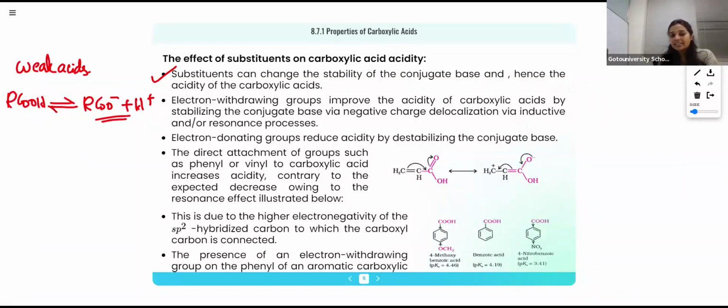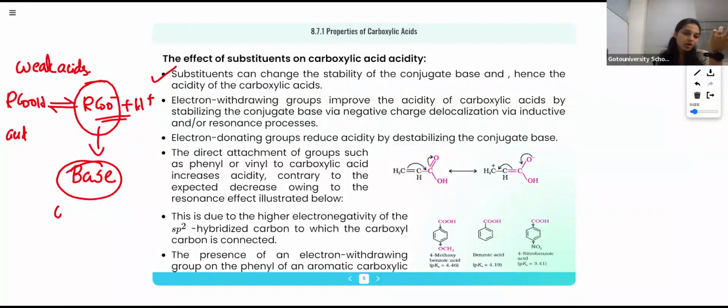See, what is the backward reaction here? This RCOO minus will take the H plus ion and convert into acid. So this RCOO minus ion is acting as a base, because bases are H plus acceptors. This RCOO minus ion will take the H plus ion to convert into acid. So this is the acid, this is the base. This base is called a conjugate base.